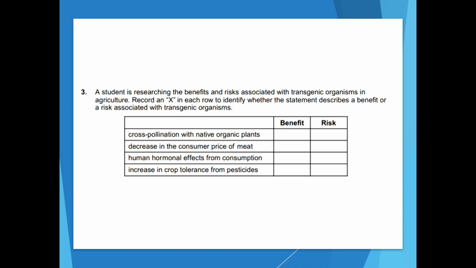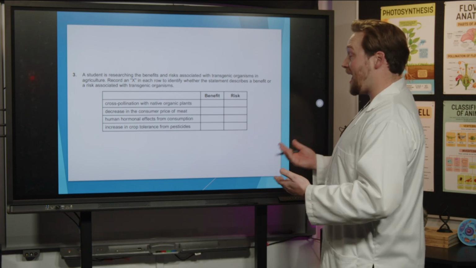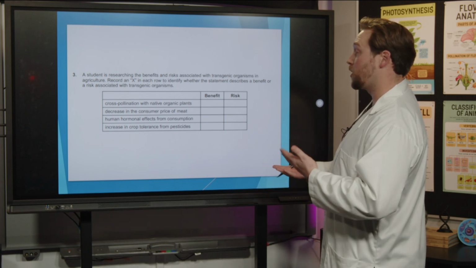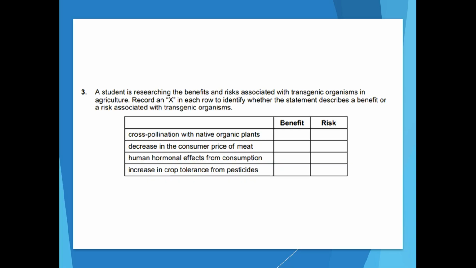This says, a student is researching the benefits and risks associated with transgenic organisms in agriculture. Record an X in each row to identify whether the statement describes a benefit or a risk associated with transgenic organisms. Remember, transgenic organisms means that we have altered the DNA or the genes of an organism in some way. For this question, it wants us to, for these different options, say whether that might be a benefit or a risk.